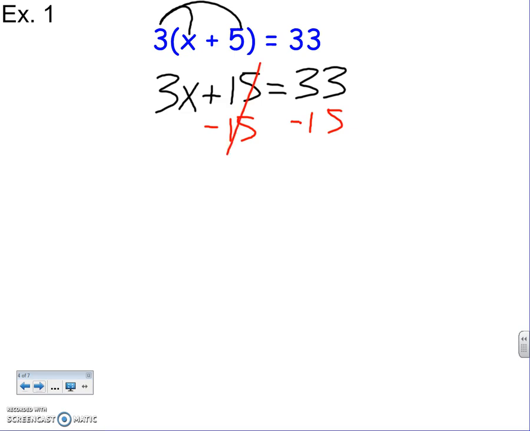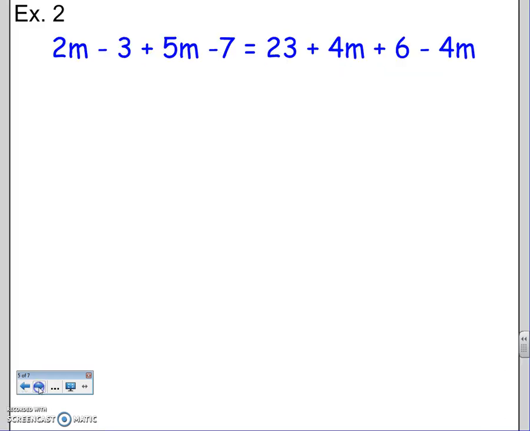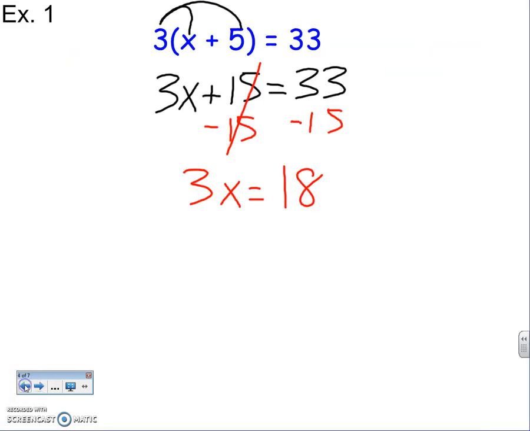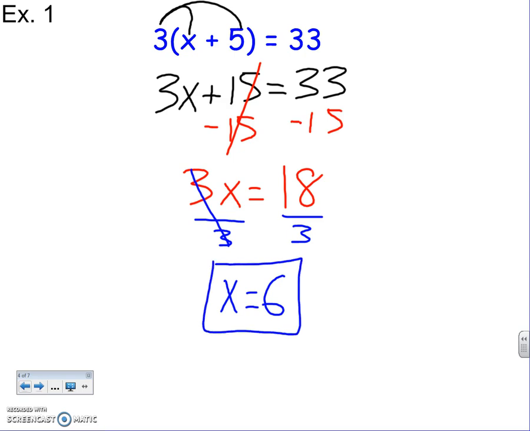This cancels out to 0. My left side is just 3x. My right side is 33 minus 15, which is 18. All right, so I did add subtract. Then the third step was multiply divide last. Well, since this was 3 times x, the opposite is divide. So I'm going to divide both sides by 3. 3 divided by 3 cancels out. All that's left on this left side is a single x. The right side, 18 divided by 3 is 6. That is our answer. So this was a 1, 2, 3 step problem. Distribute, subtract, divide. And of course you can check by plugging it back into the original problem.